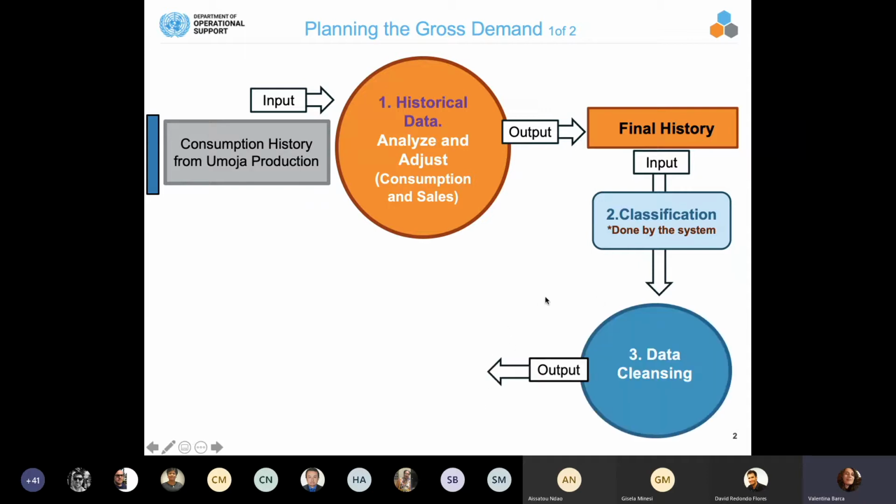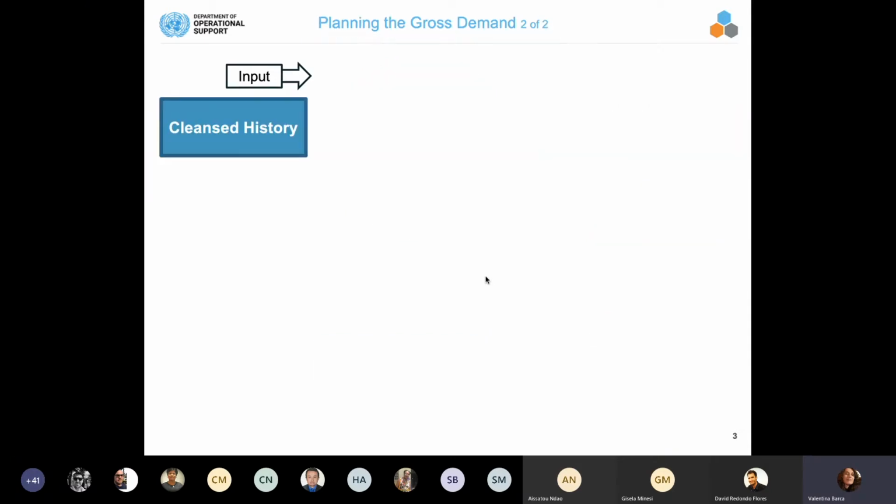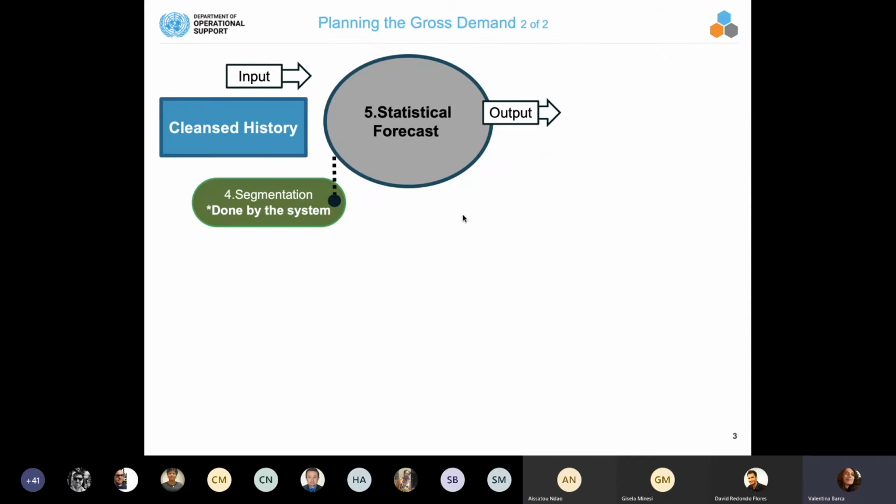This classification is then part of the data cleansing process, where the system looks for noise, that is, behavior of the data that cannot be explained by the formula, and fixes it. This is done only for continuous data. What happens then? The cleaned history goes into the statistical forecast. The segmentation we just finished reviewing with the video.